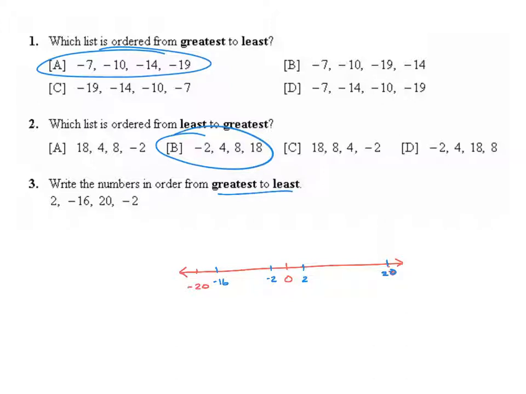We want these from greatest to least, so we want to go this direction from the biggest to the smallest. So we have 20, then 2, then -2, and then -16.